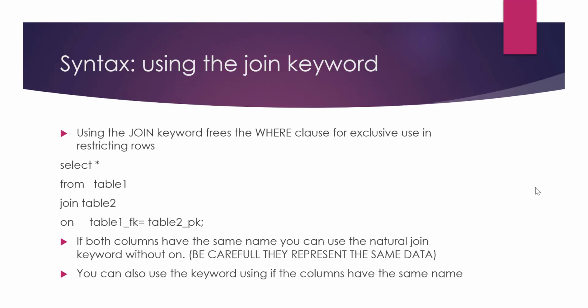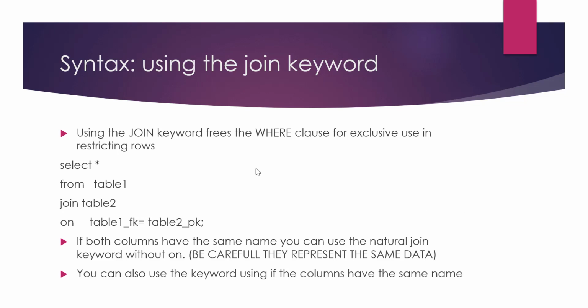Now, another way to do the join operation is actually to use a keyword called join. Using the join keyword will allow you to use the where statement exclusively for giving conditions to the rows that you want to display. So the join keyword, you will use it to tell me which tables you want to join, and then on which column you want to join these tables.